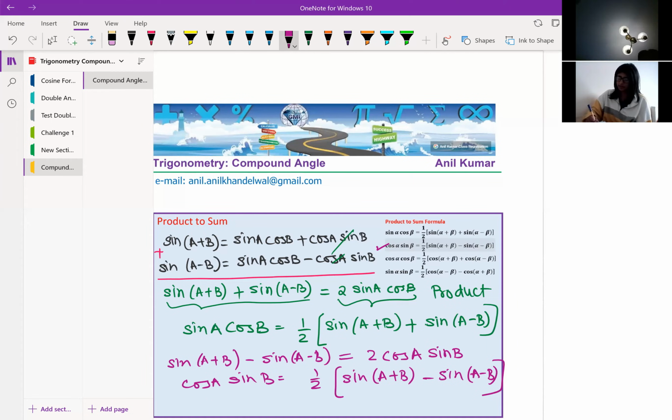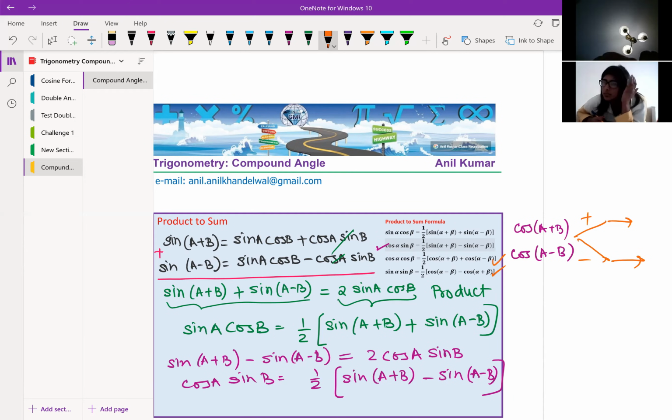Same thing you could do with cosine, right? So we know what cos A plus B equals, and we know what cos of A minus B is. Once you add them, you'll get one set of formula. If you subtract them, you'll get the other set of formula, and you'll derive these two. Then you rearrange. The product is on your right hand side, and the right hand side is equal to half of the left hand side. And that's the formula, right?